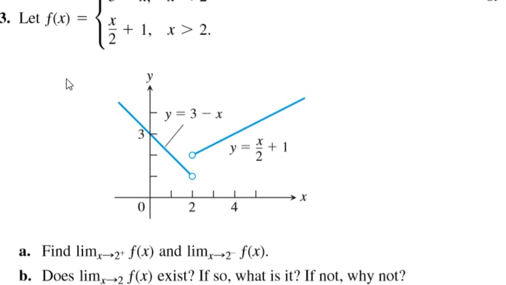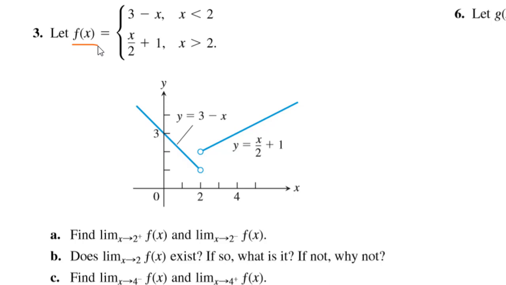Let us go further. Exercise 3. The function f of x is given in piecewise form. This is a piecewise function. If x is less than 2, it is calculated using this formula, this graph. If x is greater than 2, it is calculated using this formula, this part. Find limit x tends to 2 from the right side. If x tends to 2 from the right side, we have to consider this graph. X tends to 2 and the function tends to which number? From the right side, we can calculate using this formula also. We have two ways: find it using the graph or using this formula.